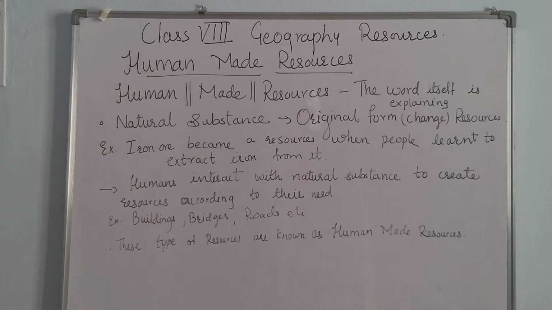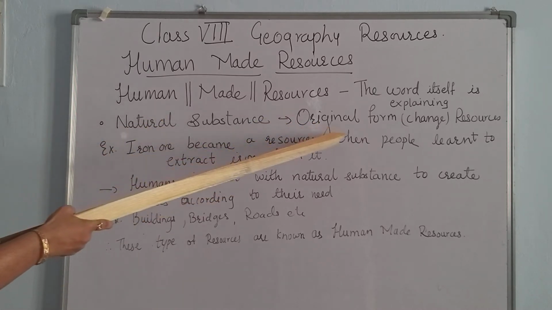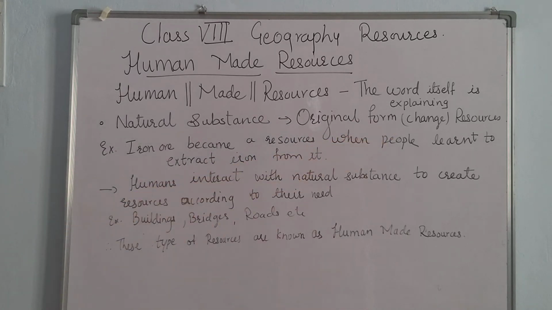The word itself is explaining to you: human made resource means the resource that is made by humans. So the first thing important for the human made resource is a natural substance, right? The original form is changed into a resource. Whatever substance we get on the earth, we are going to change into a resource.